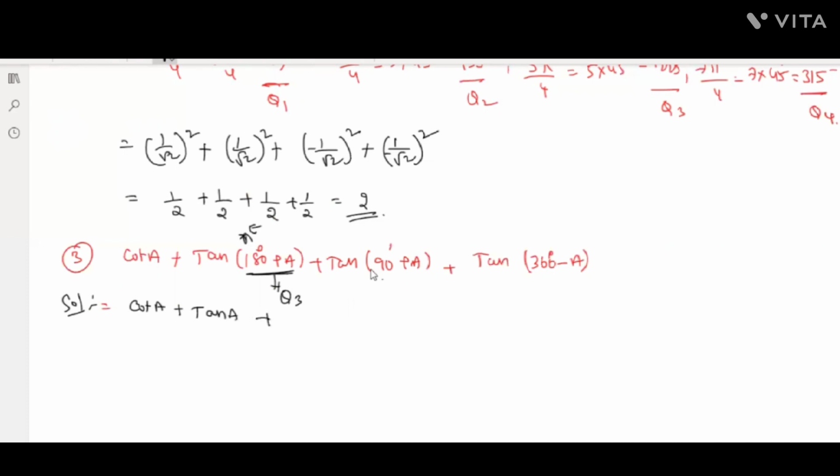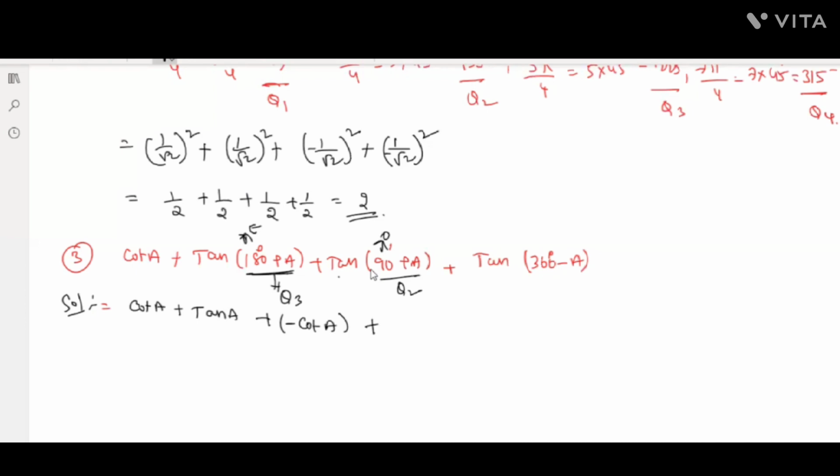Plus here, 90 plus A is in Q2. In Q2, tan is negative, so we will get minus. And this is the odd angle, so tan will be changed to cot. So we'll get minus cot A.